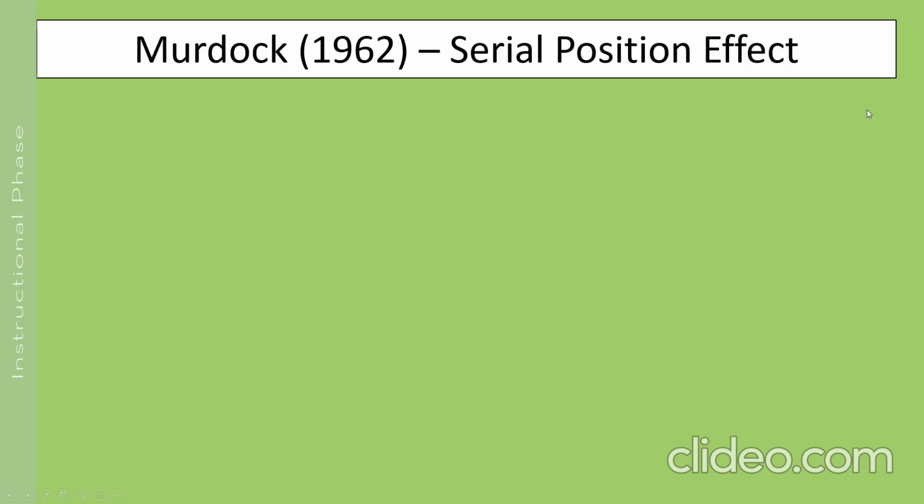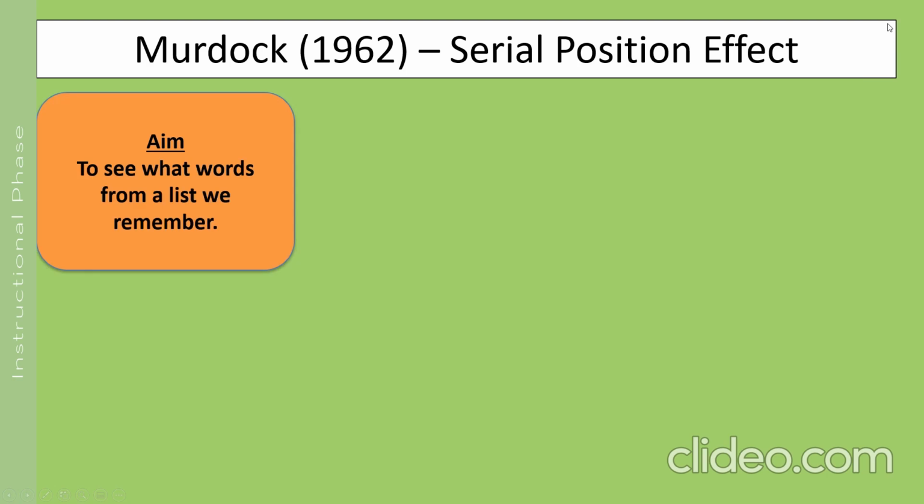Okay, so what you need to know to follow up the multi-store model is some research that backs up the multi-store model, and the one on the GCSE specification is this one by Murdock, and it's about something called the serial position effect. Now, we would have done this in class, and every year it works. It's just brilliant. So what we do is we want to see what words from a list we actually remember.